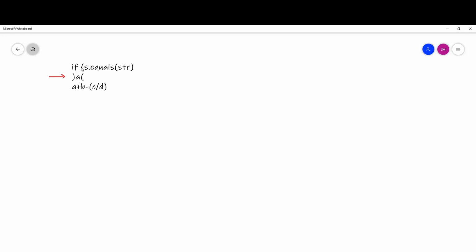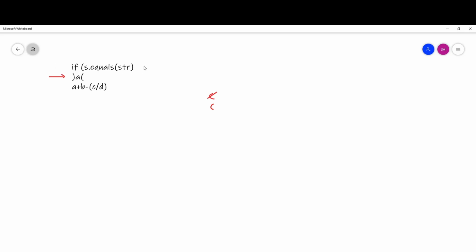You care when you get to this very first left parenthesis. When you find a left parenthesis, you're going to put it on the stack. Move along, move along, move along, and then you find another left parenthesis, put that on the stack. Move along until you find a right parenthesis. When you find a right parenthesis, you pop your stack.